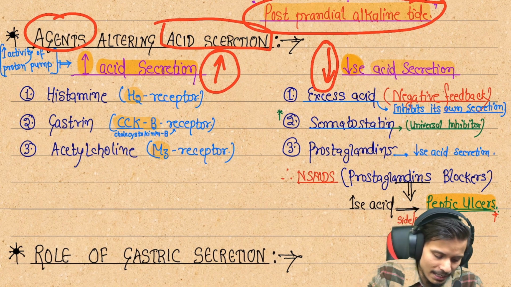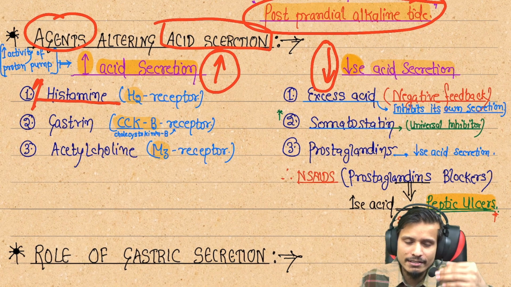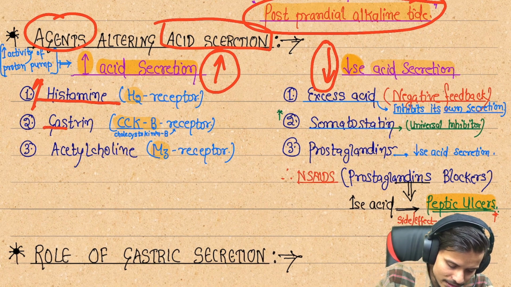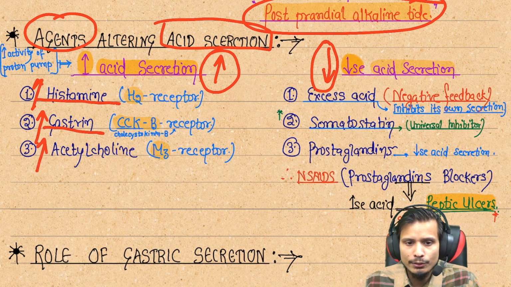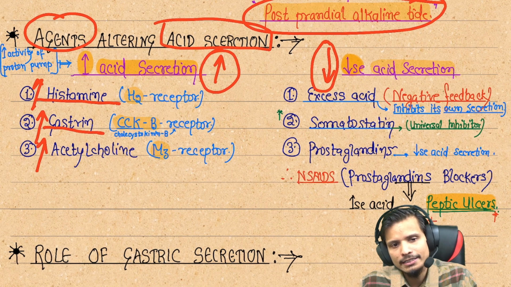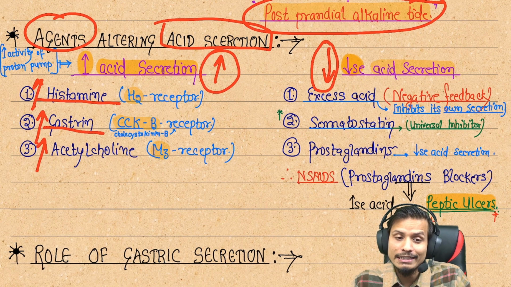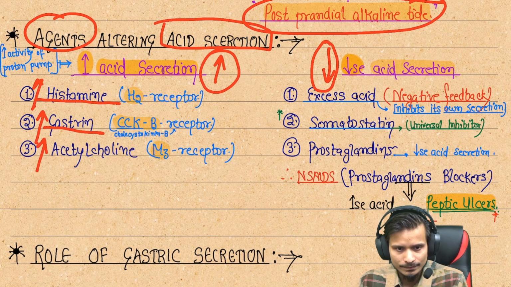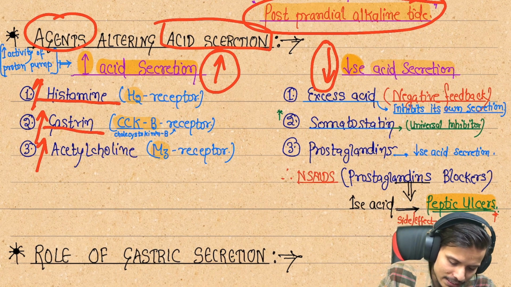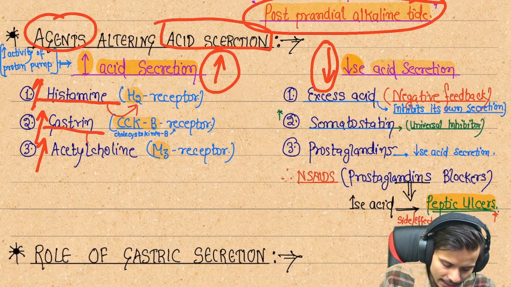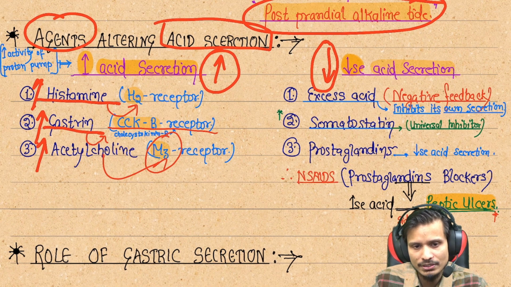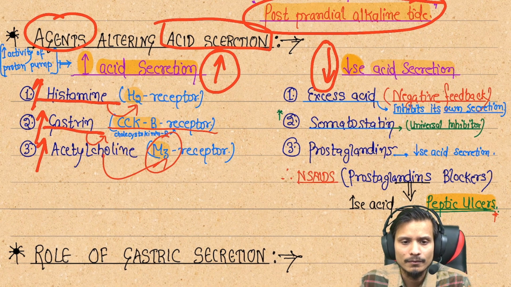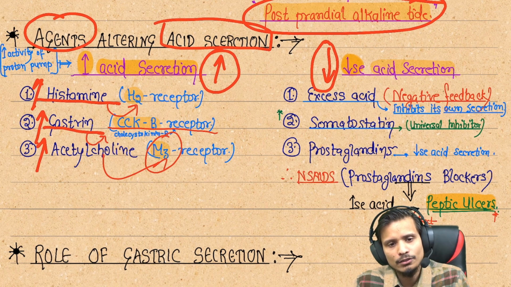I already told you about histamine. Histamine increases the acid secretion in the first part. Next we can see gastrin. Gastrin also increases the acid secretion, and the neurotransmitter acetylcholine also helps increase the acid secretion. How do they increase the acid secretion? The main point to understand is that histamine acts on the H2 receptors, gastrin acts on the cholecystokinin B receptor, and acetylcholine acts on the M3 receptor of our stomach. So these are the main mechanisms by which they produce acid secretion.